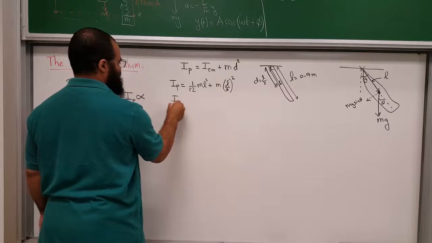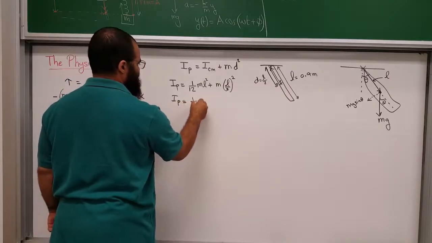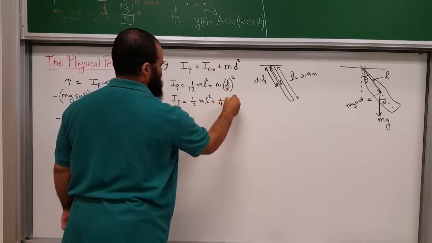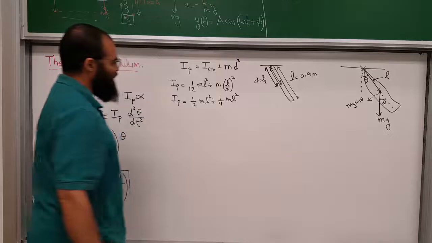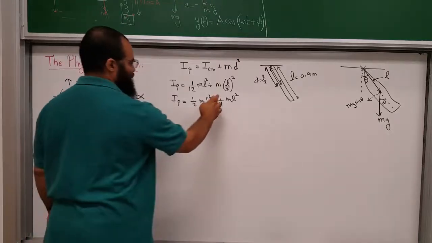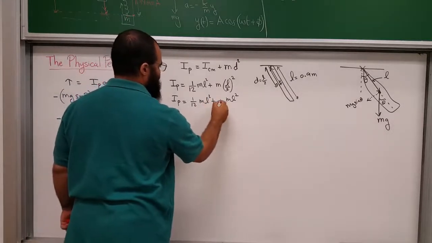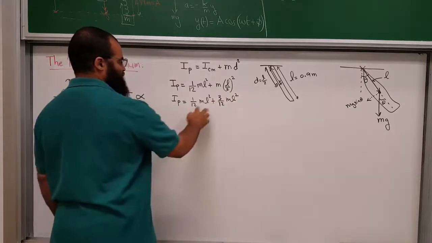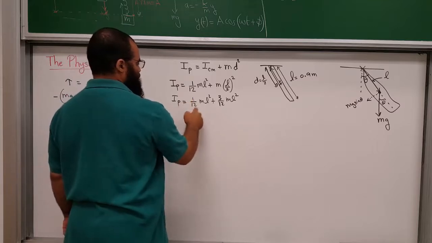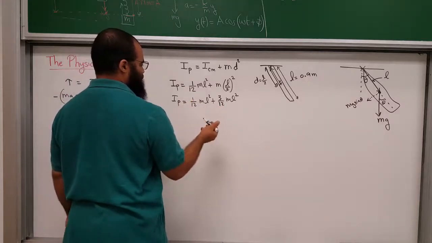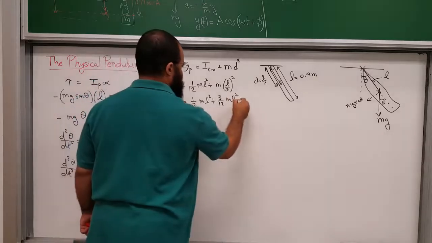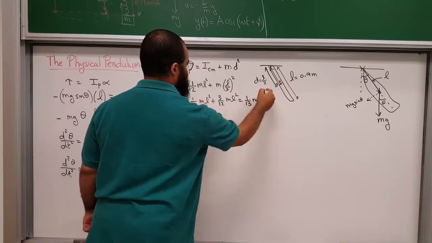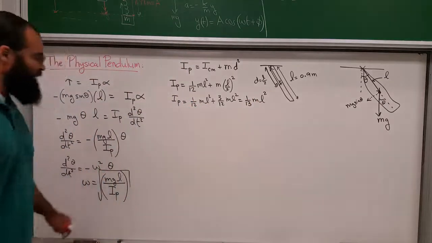And so you get I about the pivot will be 1/12 ml squared, plus this will become 1/4 ml squared. And a fourth plus a twelfth: a fourth is 3 over 12. So this will give me a common denominator. 3 over 12 plus 1 over 12 is 4 over 12, and 4 over 12 is a third, so I get 1/3 ml squared. And then I go here and plug it in.